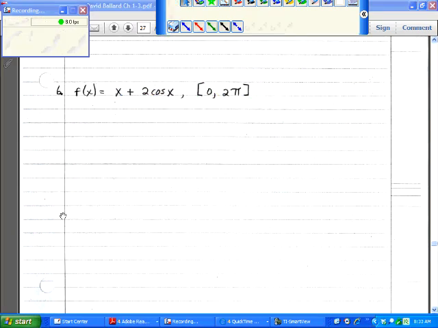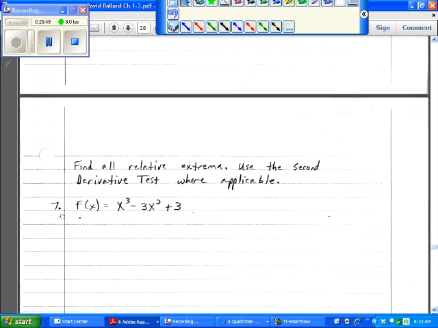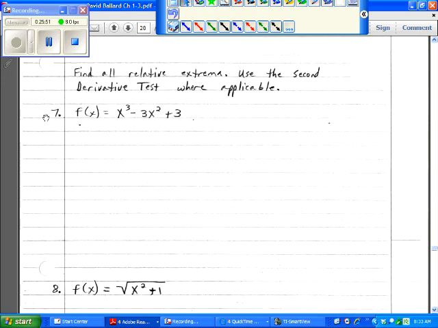Number 7. Number 7 says find all relative extrema. Use the second derivative test where applicable. Now what's that? What can we do there?